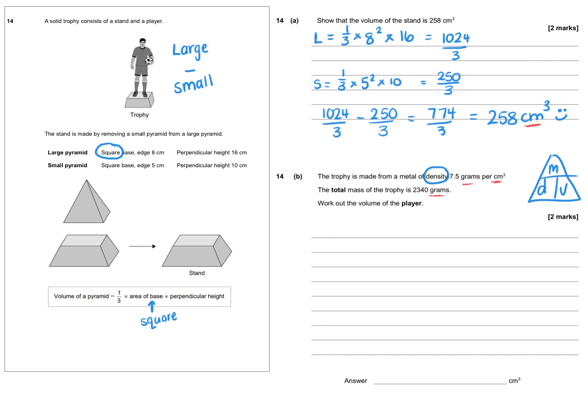Okay, so what we want to do is use our density, mass, and volume. They told us that the trophy is made from metal, which gives us a density, and they also told us the total mass of the trophy. We can use those two things to find the volume of the trophy, and we can subtract off the volume of the stand and just find the volume of the player. So let's go ahead and do this.